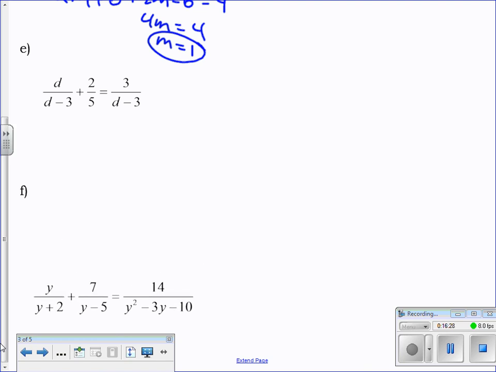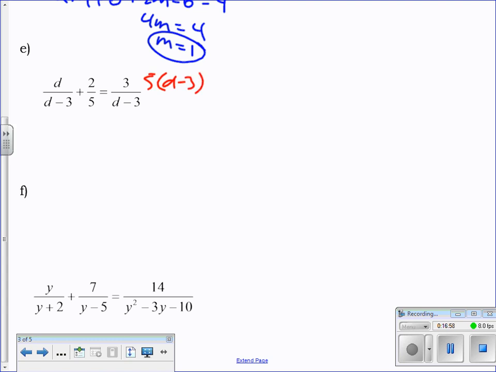Okay. My common denominator on this one. Can I factor d minus 3? No. So my denominators are what they are. They're not factorable. There is nothing I can reduce with or anything like that. So my common denominator on this particular problem is 5 times d minus 3.